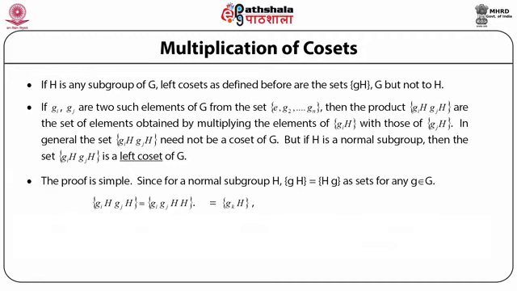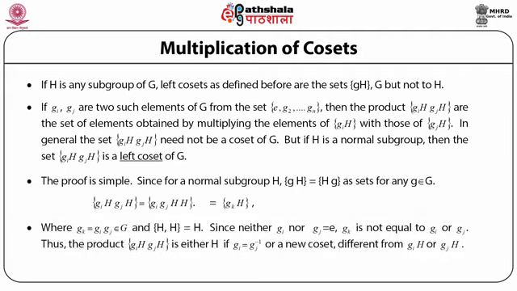Since for a normal subgroup H, the set of elements gH is equal to the set of elements Hg for any g belonging to the group G, the set of elements obtained by multiplying giH with gjH is equal to gigjHH. But HH is equal to H, and gigj is equal to gk. So this is equal to gkH, a set consisting of the elements gkh, where gk equals gigj belongs to G, and obviously h belongs to H.